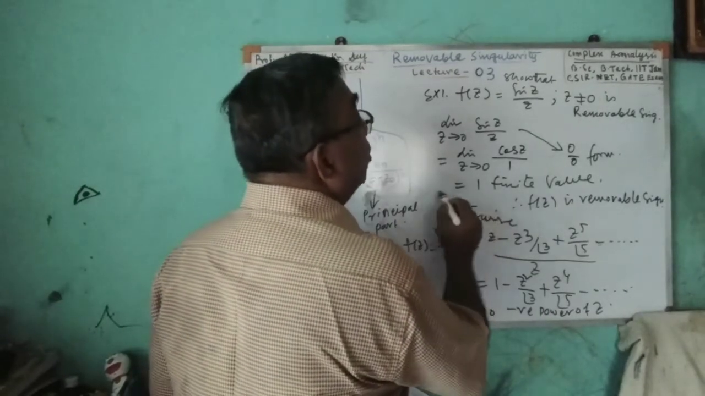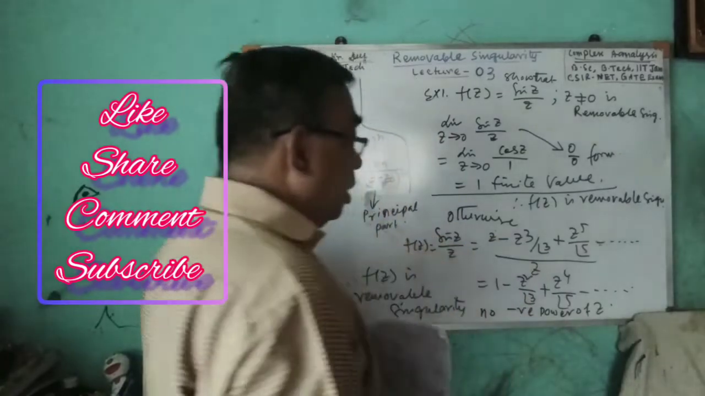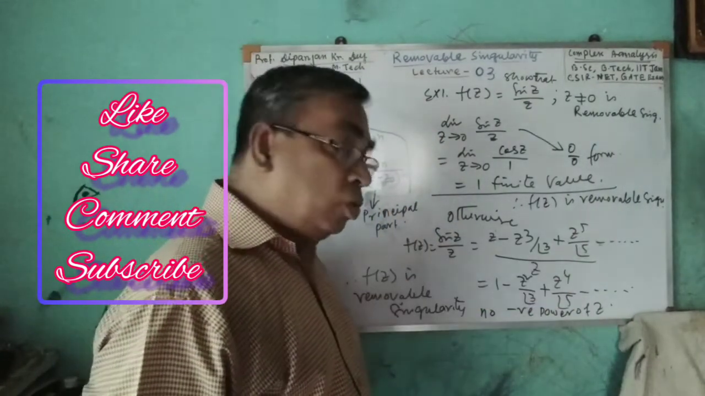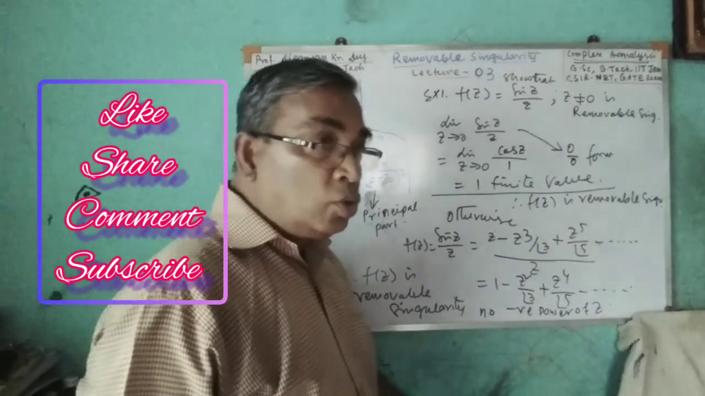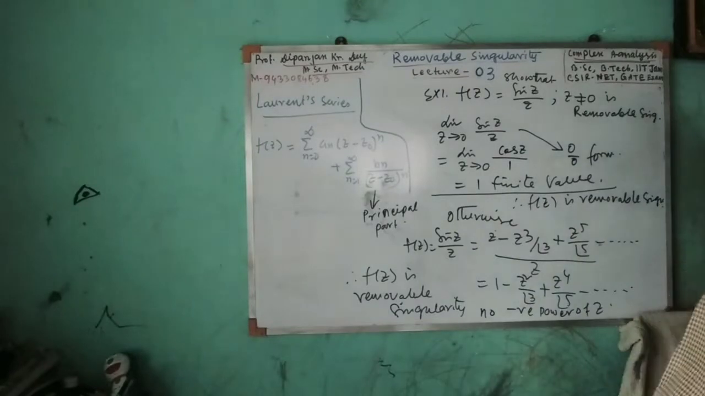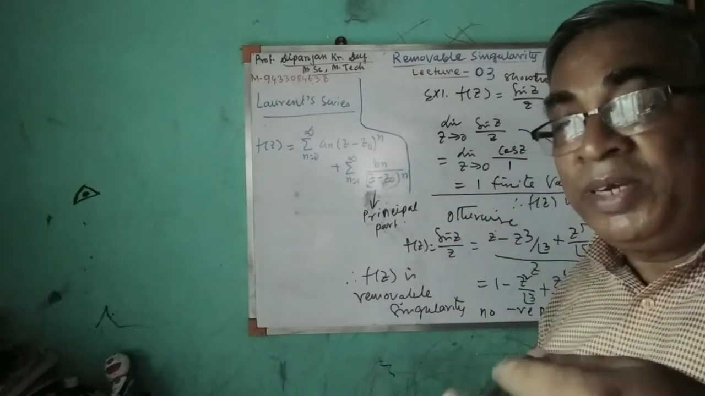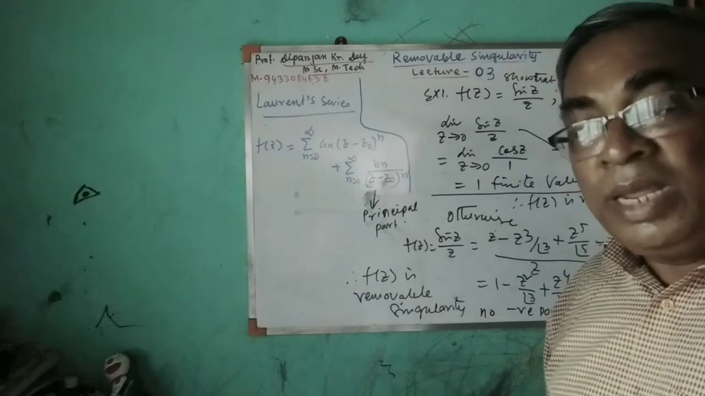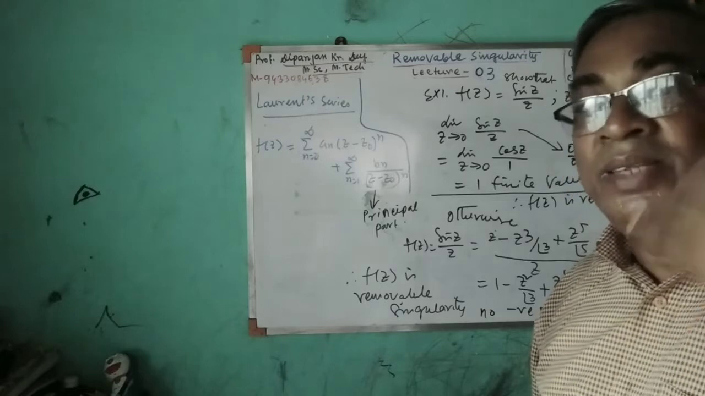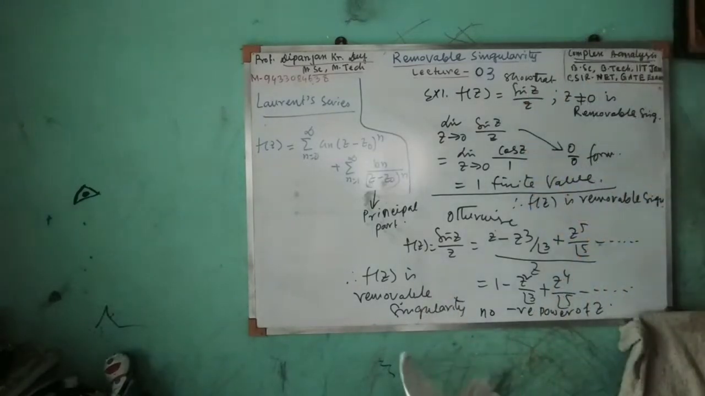So this sum we have done by two methods: one is the limit method, and another is the series expansion method, where we expand sin z. If for the given function f(z) we get no negative power of z, then we can say it is removable. Now I am taking the second sum.